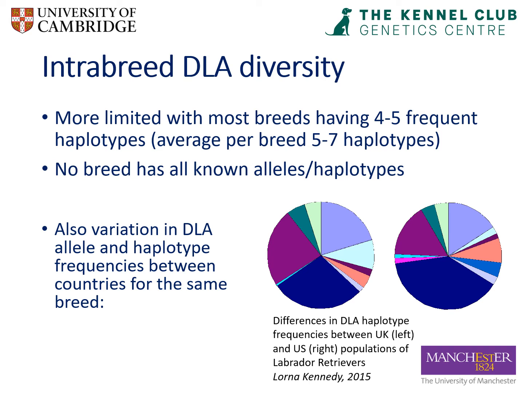And the figure here on the right shows that there can be differences between countries for the same breed. So for example, here we've got the Labrador Retrievers in the UK and then in the US. And you can see that the alleles are generally the same. So the colours represent different alleles, but the frequencies of those can be quite different.